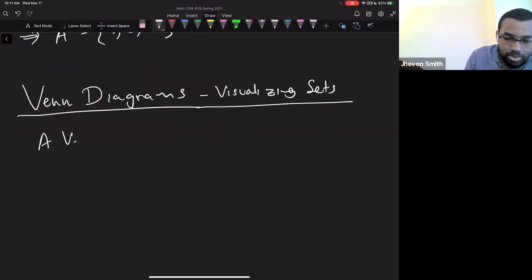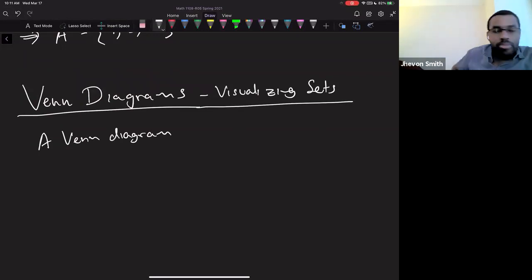A Venn diagram. The Venn is usually capitalized. It's one of the few cases in math where something is named after a person and we keep it capitalized. I don't know what the history of that is. There are a lot of things named after people that we use so commonly that we just don't capitalize them anymore. But for Venn diagrams, the Venn is always capitalized for some reason.